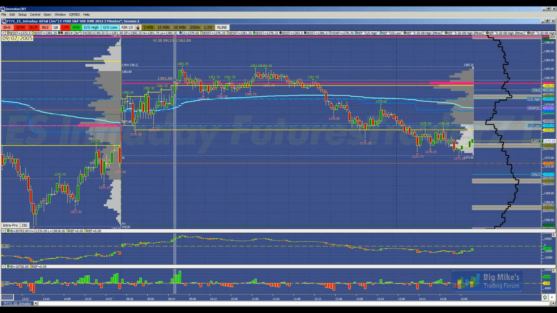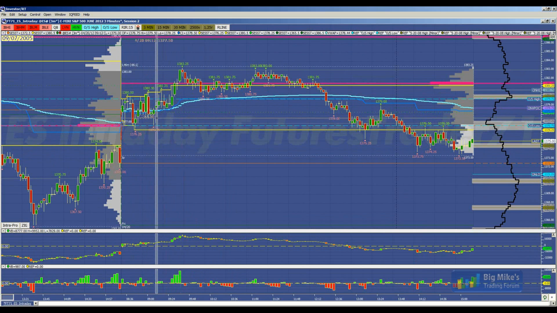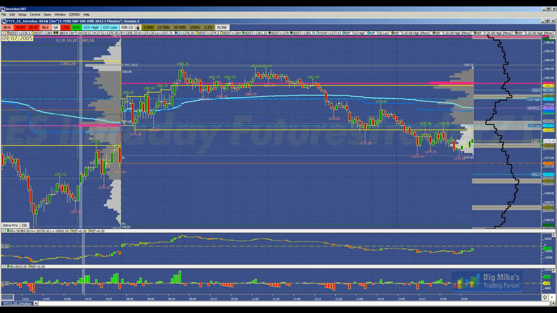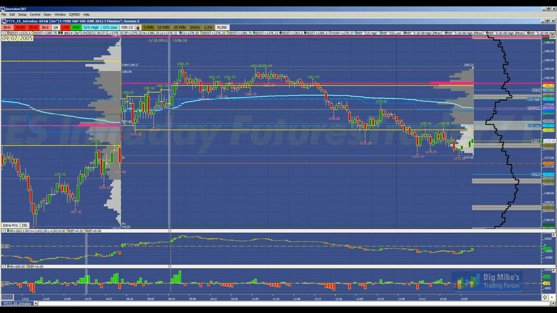So I'm looking for the long side. And what am I looking for in the long side? Since it tested 80 a couple times, I'm looking for it to test the most accepted price of the prior day, Thursday, 83.50. What does it do?